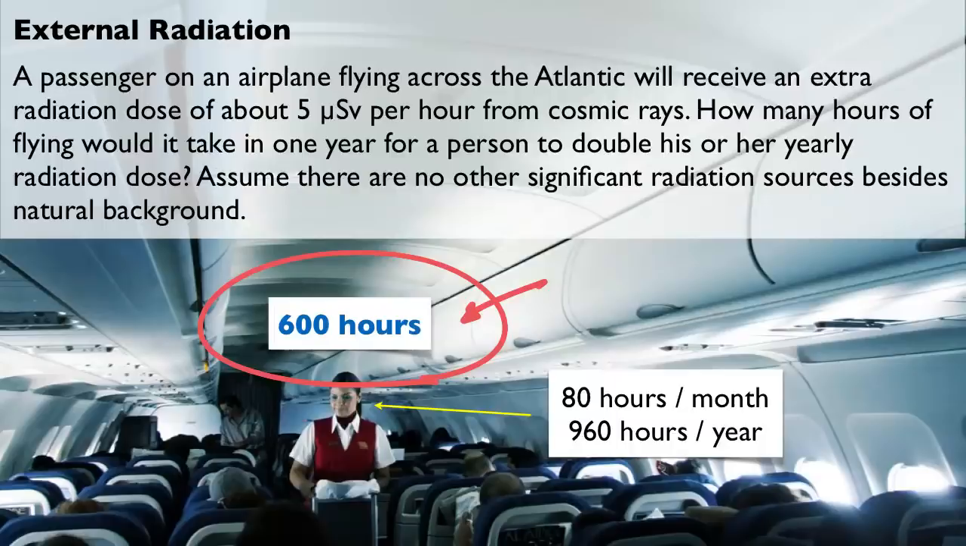So flight attendants get 80 hours a month typically, or 960 flight hours a year. And so what that means is that's more than doubling your radiation dose. It's probably okay because if you live at higher elevations, you get more, and people who live at higher elevations seem to be doing okay. But it's just worth noting.